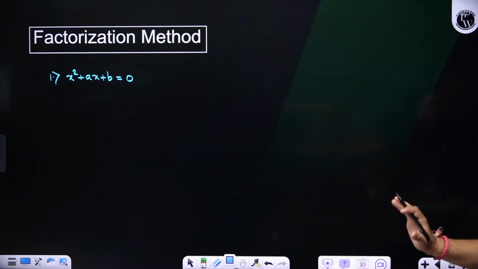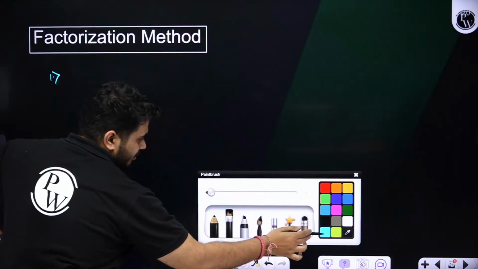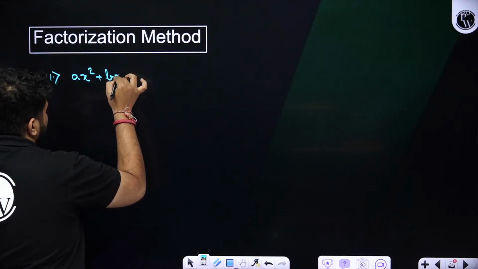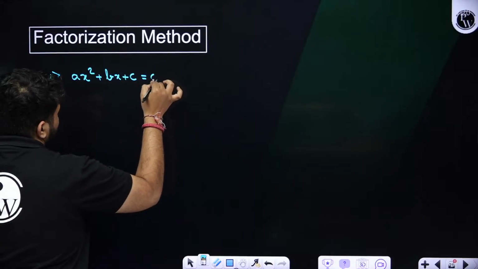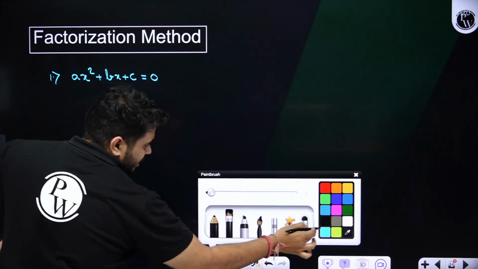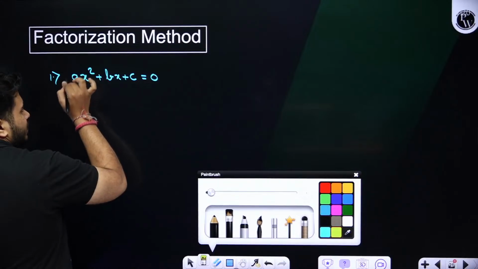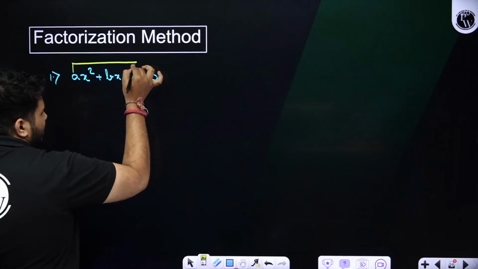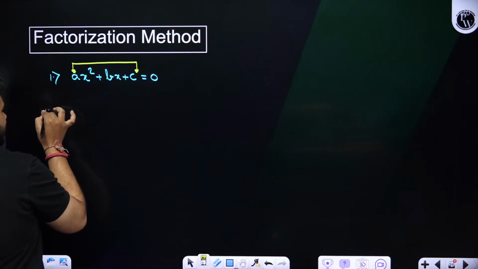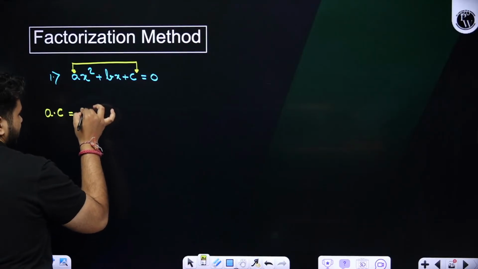Okay, done. Next, suppose we have the quadratic equation ax square plus bx plus c is equals to 0. Now if you understand, students, in this kind of problem where the coefficient of x square is not 1, some quantity other than 1, you need to multiply these two numbers first, that is a into c. Suppose you are getting some number d.